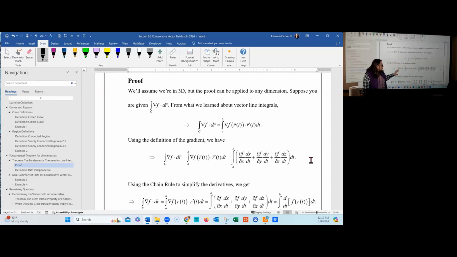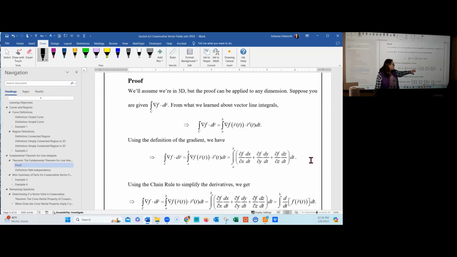If we think about it then, what is del f actually computing? Well, it's the partial of f with respect to x, the partial of f with respect to y, and the partial of f with respect to z. That's what del f is.